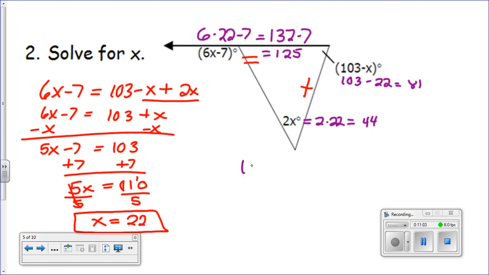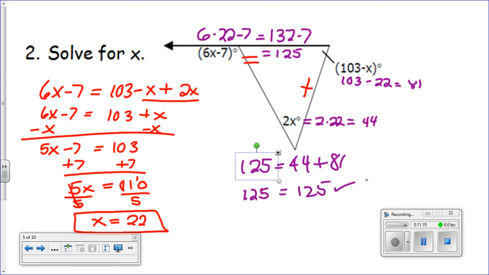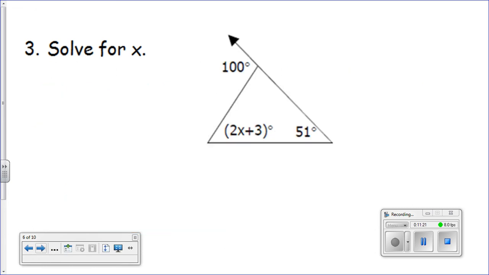So if I wanted to check it, 125 should be the same as 44 plus 81. And 125 does equal 125. It works. But the question was just asking for x, so we're done there. Let's take a look at another one.